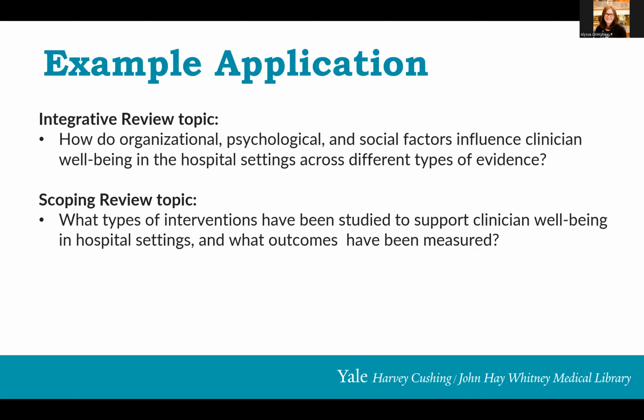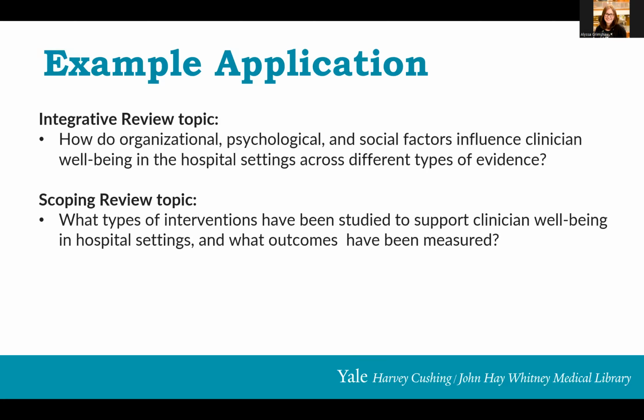So, also an example application. These two questions focus on the same general topic, clinician well-being, but have very different goals. A scoping review question may ask what research exists, what interventions have been studied, what outcomes have been measured. In this instance, it's what types of interventions have been studied to support clinician well-being in hospital settings, and how have those outcomes been measured.